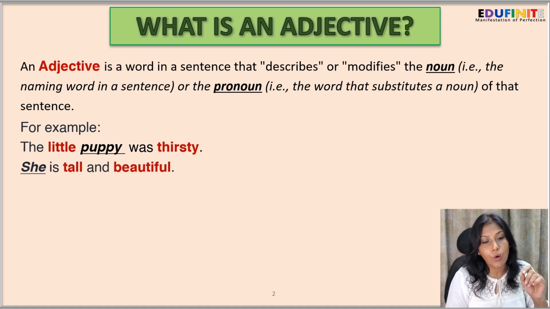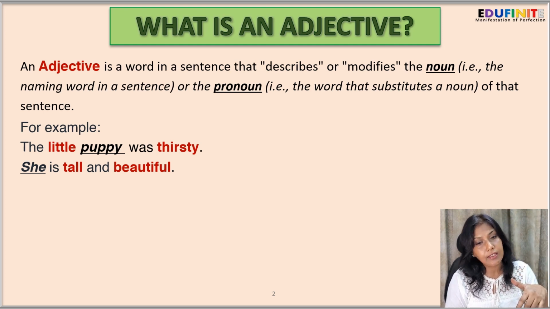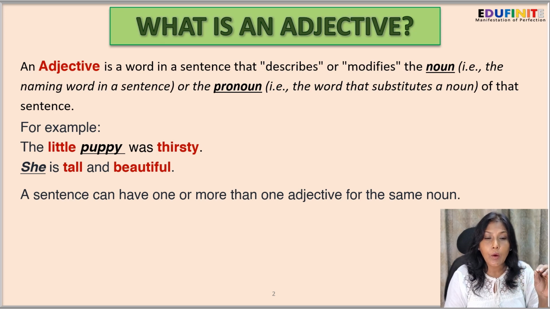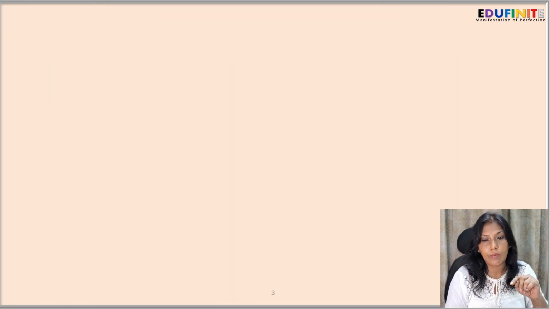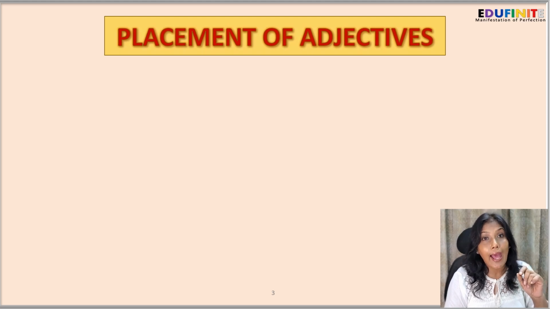Next, she is tall and beautiful. Now we see that here the subject is a pronoun. In the first sentence, the subject was puppy, that's a noun. And over here, she is the subject, which is the pronoun. And it is modified by two adjectives, tall and beautiful. It tells us how she is. She is tall as well as beautiful. Now we see that a sentence can have one or more than one adjective for the same noun or pronoun.